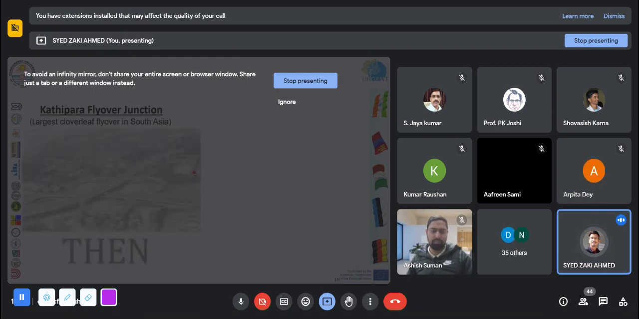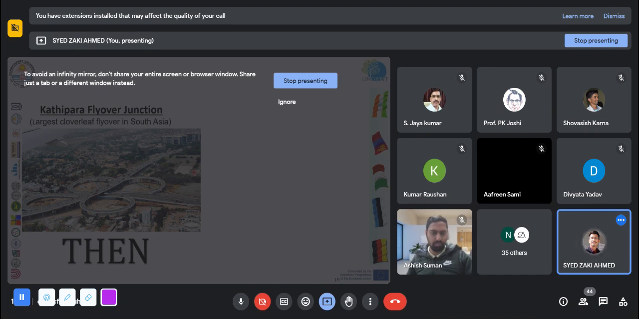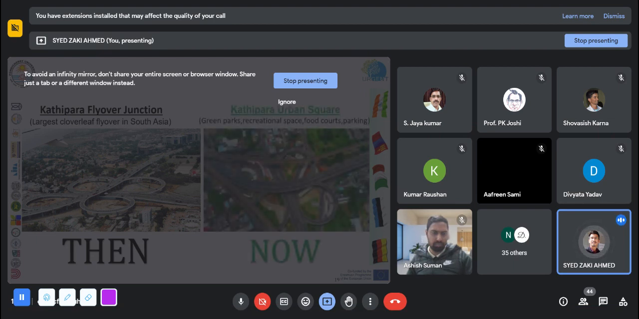Similarly, this thing is also interesting. This is the Kathipara flyover junction. It is the largest clover leaf flyover in South Asia. So this is the picture taken 8 years before, and now we have seen Kathipara Urban Square. So it has changed not only the name, but it has changed the dynamic of that place.